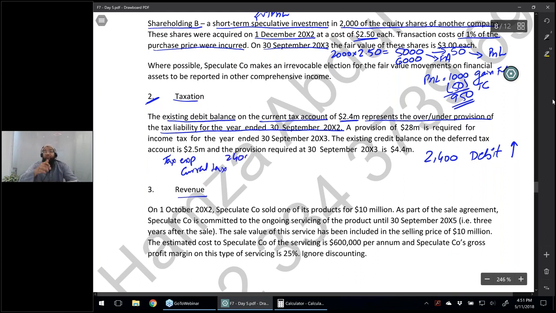This is one of the entries that we prepared earlier as well in the final accounts on day one. A provision of 28 million is required for income tax for the year ended 30th September 2023. So the entry is going to be tax expense debit and provision for tax credit by 28,000. So this will also increase the tax expense.